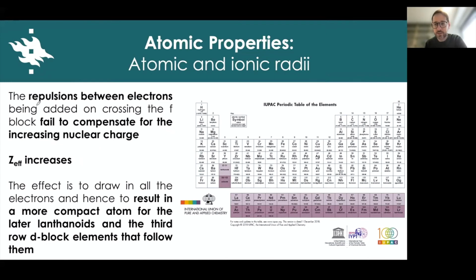So in this case, the repulsions between the electrons being added on crossing the F block, which would give these shielding properties, fail to compensate for the increasing nuclear charge. So in practice, the effective nuclear charge increases, and therefore the effect is to draw all the electrons in and result in a more compact atom for the later lanthanoids in the third row of the d block and the elements that follow them.